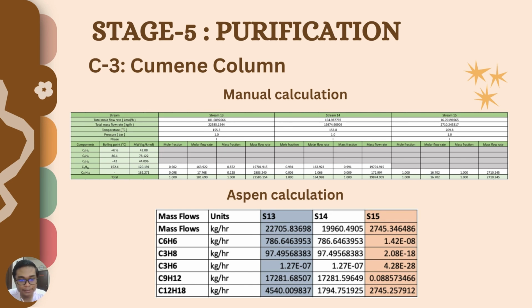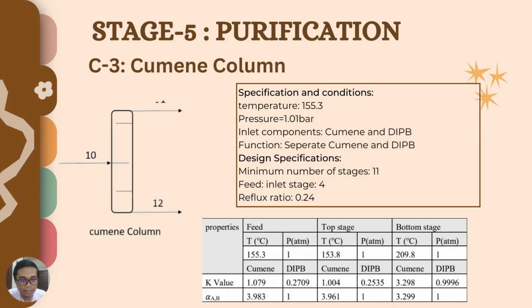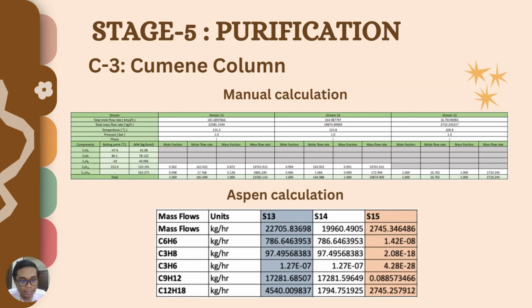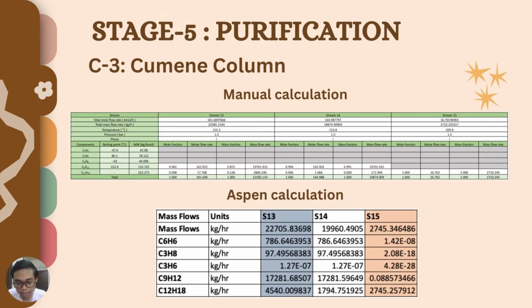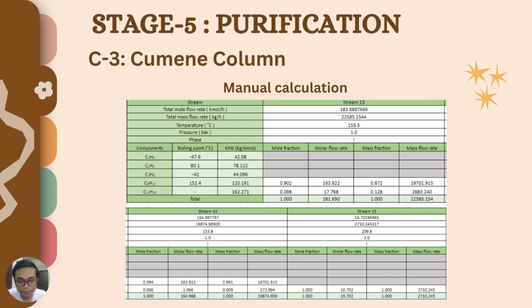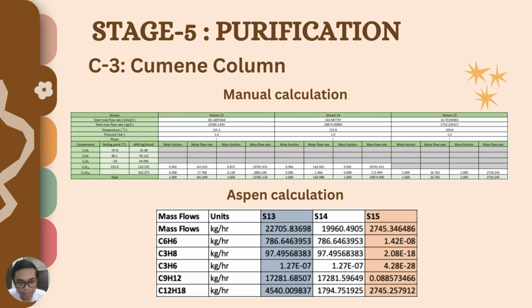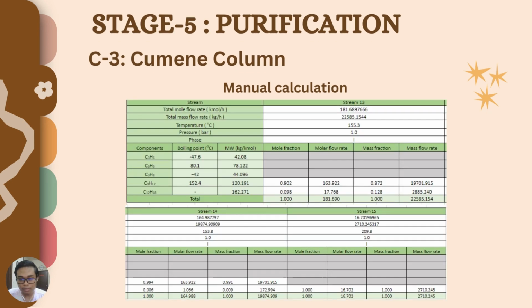because in the manual calculation we assumed that benzene, propylene, and propane are equal to 0 in the inlet of the cumene column. However, in this Aspen calculation, it is not 0, so there is a little trace of benzene, propylene, and propane, so it affected a bit of our calculation. However, we still get what we want, which is the cumene at the top as the overhead product. Still a lot, as you can see here, about 17,281 kg per hour.